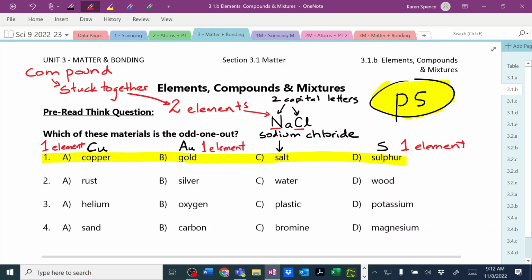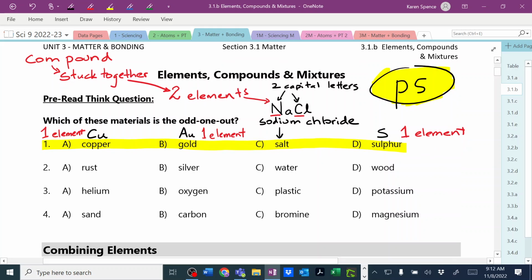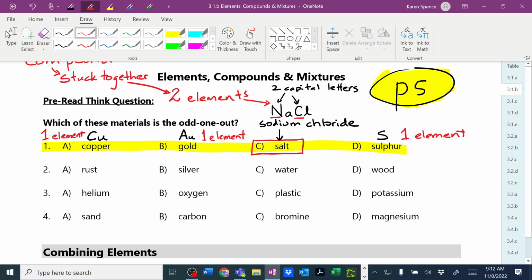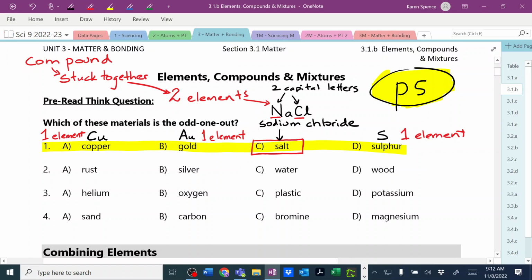All right. Do the same little thing with number 2. Take a look at number 2 and decide which one is the odd one out. Oh, and I guess we should circle the one that was the odd one out in number 1. That was salt, because all the other 3 were elements, and that one was a compound. Try the second one yourself and then check with your partner. For number 2, you're looking at rust, silver, water, and wood.